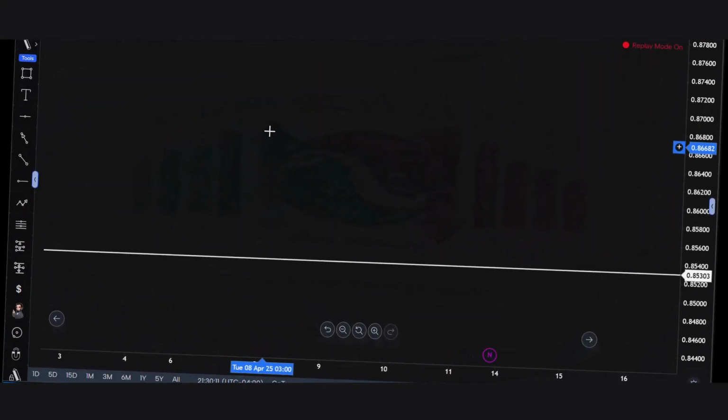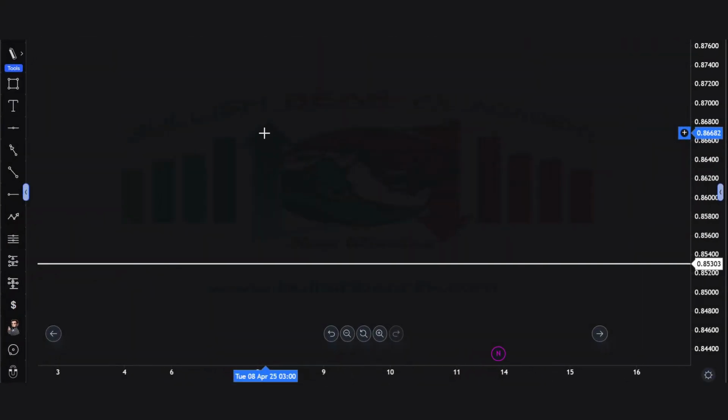Now I'm going to show you how not to miss an opportunity in the market while you wait for your support or your resistance zone to be activated. Join me as we go into the chart.